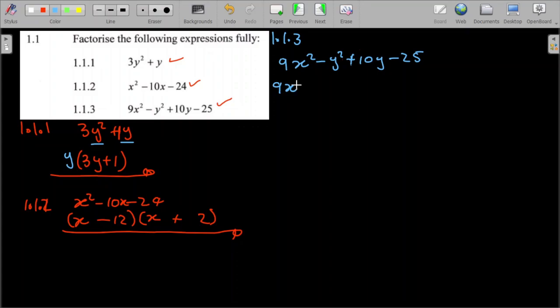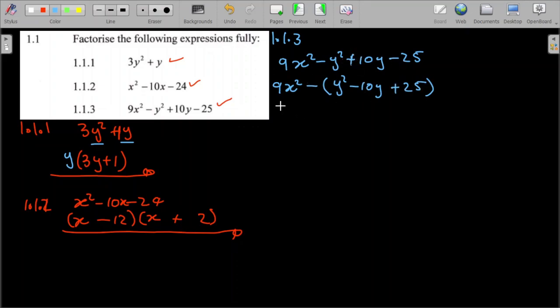But now, if I do this, watch. If I say 9x squared, and now take y as a common factor outside from the last three terms, I'm going to be left with the y positive. Taking y as a common factor, in order for me to get another positive here, it has to be negative 10y. Now, if I multiply this by negative, in order for me to get this negative, it has to be a positive 25, because this and this need to give me that.